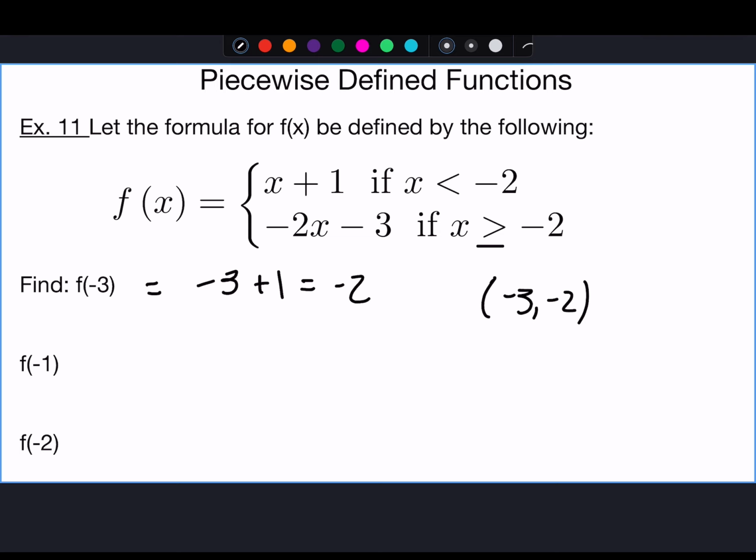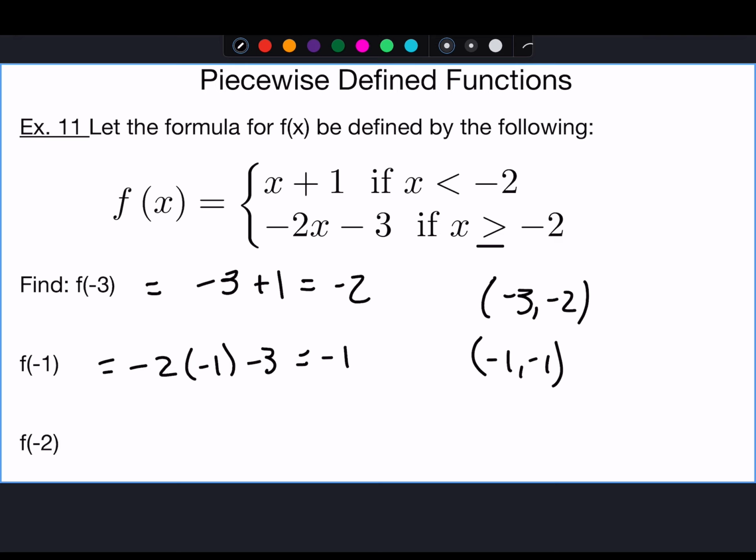What if we find f of -1? We still need x equal to -1. Which interval is -1 in? It's greater than -2, right? Yes? Okay. So that means we use the second formula. So we'll say -2 times our x, which is -1, minus 3. What's -2 times -1? And 2 minus 3? -1. So (-1, -1).